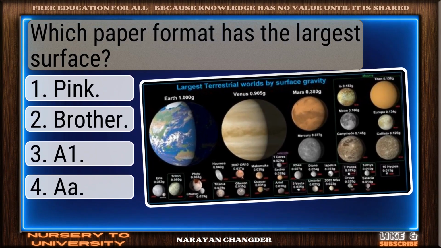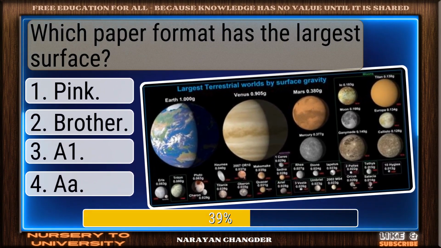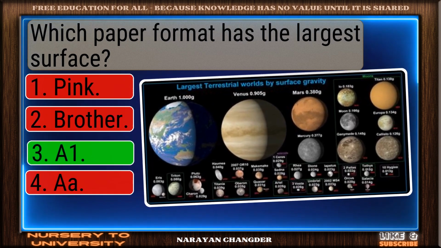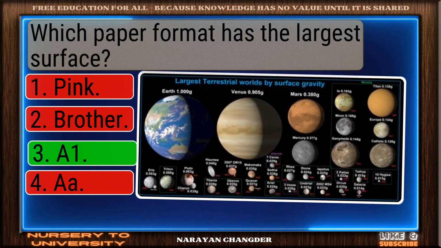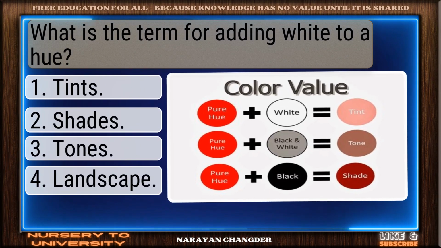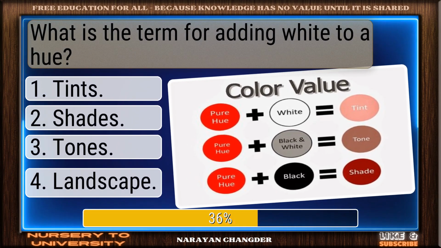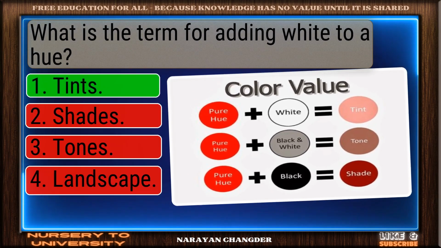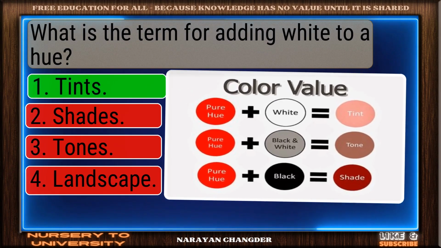Which paper format has the largest surface? Right choice. A1 is the best answer. What is the term for adding white to a hue? Well done. Tints is the right choice.